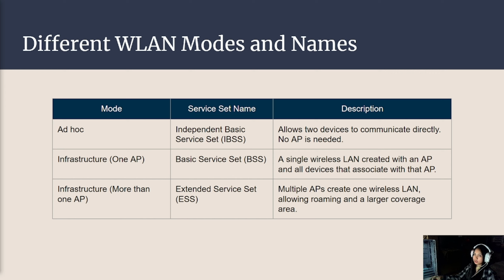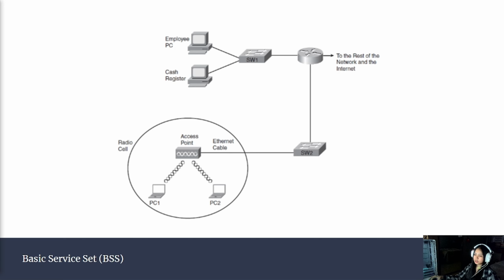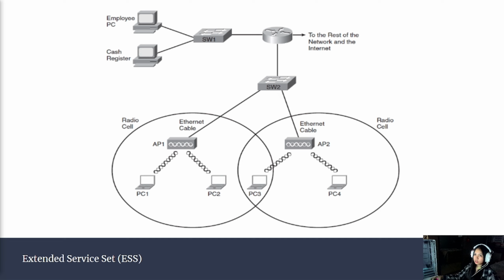The service set that is used for ad hoc is the independent basic service set. In infrastructure mode with one AP, it is a basic service set. In infrastructure mode with more than one AP, it is an extended service set. Here's an example of a basic service set. It uses a single AP to create the wireless LAN. This is the extended service set. It uses more than one AP. In this case, it has two access points, often with overlapping cells to allow roaming in a larger area.